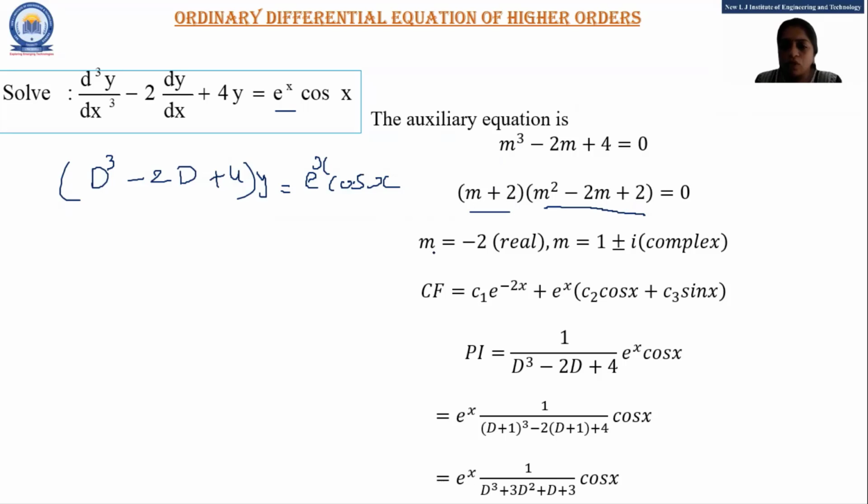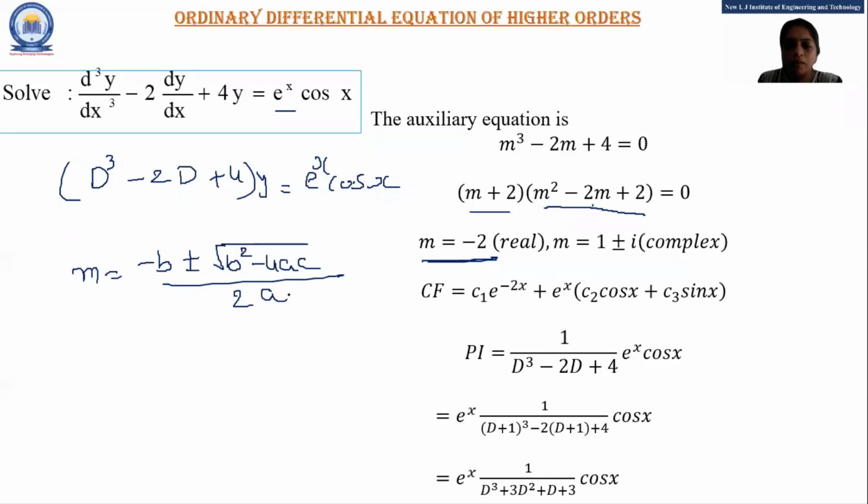So from m plus 2 equal to 0, we have one real root, that is minus 2. And from this bracket, m square minus 2m plus 2 equal to 0, we apply minus b plus or minus square root of b square minus 4ac upon 2a, right? So after applying this formula in this equation, am square plus bm plus c equal to 0.